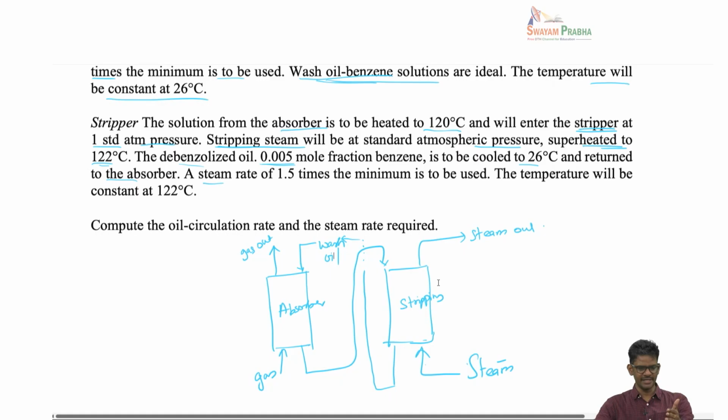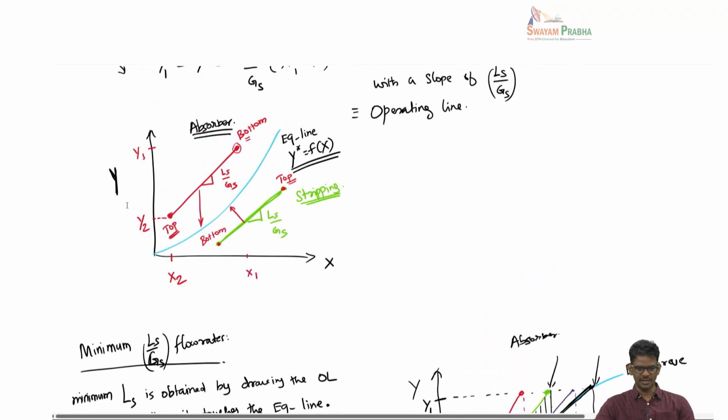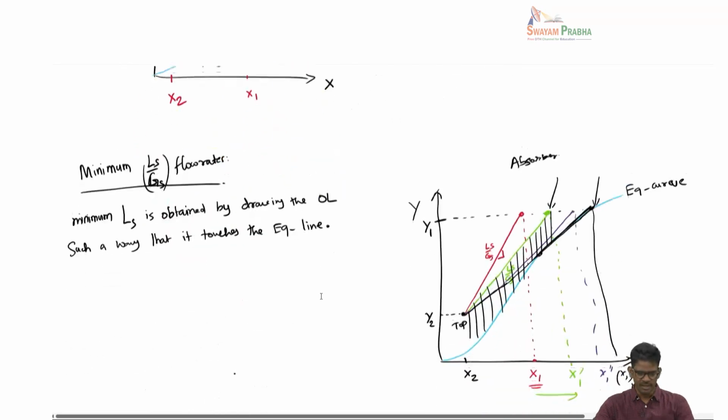So the two problems are exactly the same. In one case, we do the absorption operation, look at the line so that it touches, find the minimum, and then take 50% more. Similarly, in the stripping, you do the same thing.